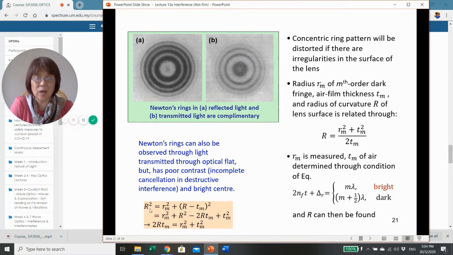So just now we had how to relate the radius of curvature to Rm and Tm. Expanding this, you'll find that 2rTm equals rm squared plus Tm squared. That's why R will be equal to rm squared plus Tm squared divided by 2Tm. Now, rm can be measured, that is from the center to whatever fringe you're looking at. And Tm, which we don't measure, but we can determine from the equation that gives the condition for dark and bright fringes for fringes of equal thickness. And R, of course, can be separately measured. That is the radius of curvature of the spherical lens. So you can easily then determine the thickness here.